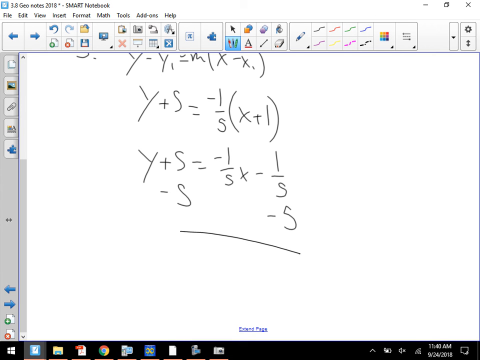You get y equals negative 1/5 x minus 26 over 5. That is the same thing as the decimal, but all you had to do is leave it as a fraction.